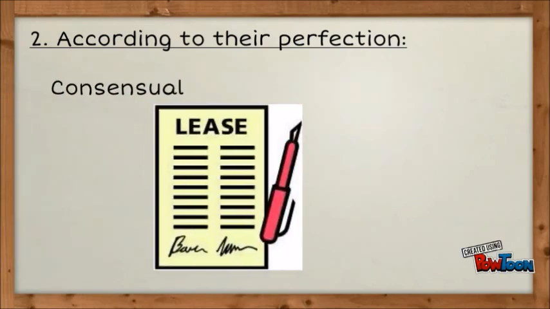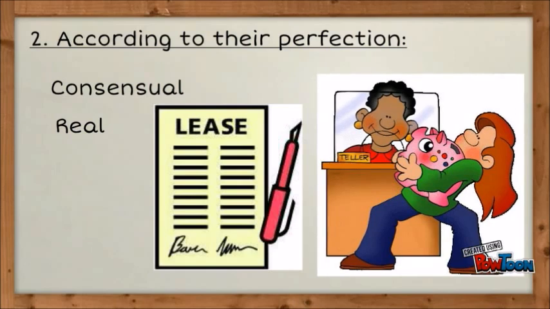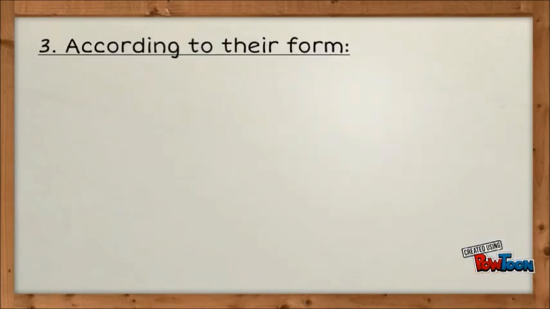According to their perfection. Consensual, or those which are perfected by the mere agreement of the parties. Examples, sale or lease. Real, or those which require not only the consent of the parties for their perfection but also the delivery of the object by one party to the other. Examples, commodatum, deposit, or pledge.